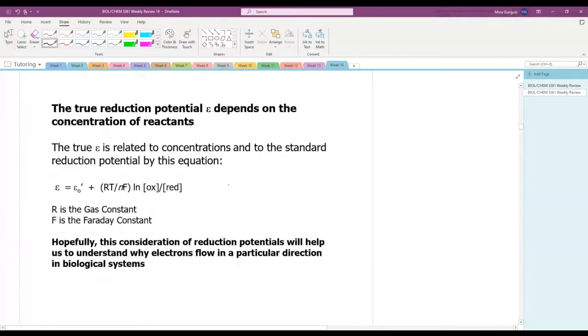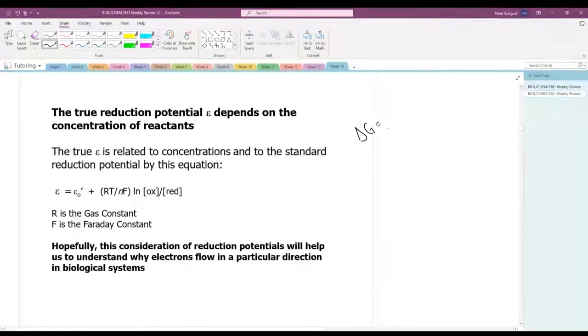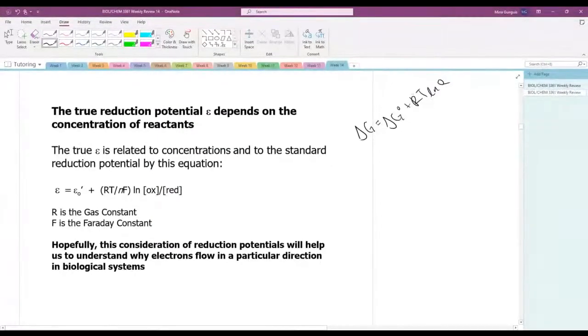Okay, so just like with Gibbs free energy, you can have it in standard state or not in standard state. Oops, I did not mean to draw that circle. Let me erase it. I don't want standard state. Just a reminder, Gibbs free energy is equal to delta G naught plus RT ln Q. This has some very, very similar aspects to it. The reason it has so many similar aspects is because it's basically the same thing.